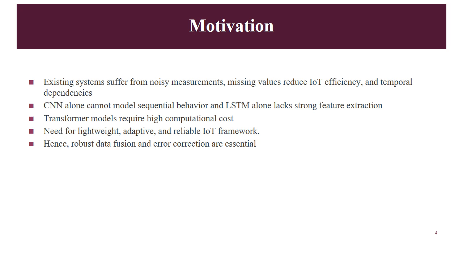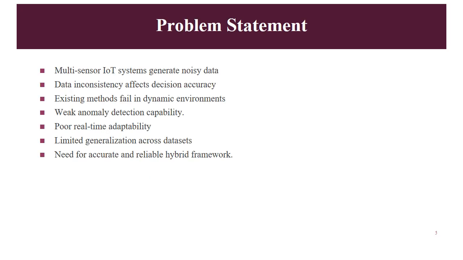In the motivation, if you consider only a CNN model, only an LSTM model, or only a GNN or RNN, these models do not handle this much data, and they are not reliable for anomaly detection either. If you consider a recent model like the transformer, it has a very high computational cost. These are the problem statements.